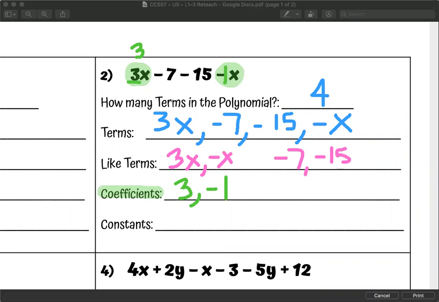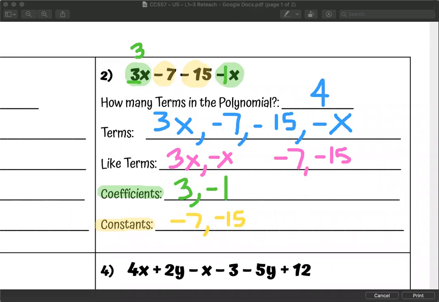Then with a different color choice, I'm going to use yellow. I'm going to highlight my constants. Those are the terms without variables. So -7 doesn't have a variable. -15 doesn't have a variable. And we write those as is. -7, -15.